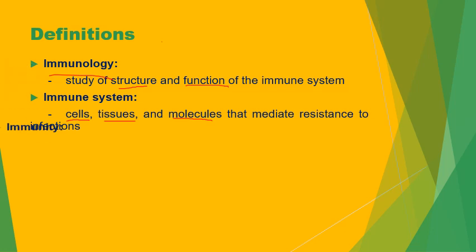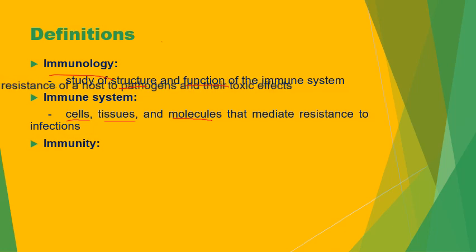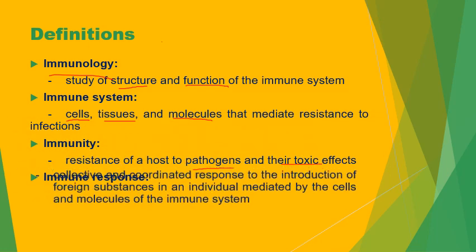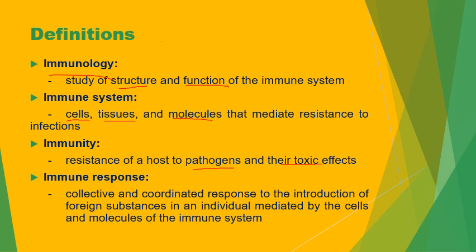The next term is immunity. Here I defined immunity as the resistance of a host to pathogens and their toxic effects. The fourth term and the very last term is immune response. Immune response here is a collective and coordinated response to the introduction of foreign substances in an individual mediated by cells and molecules of the immune system.